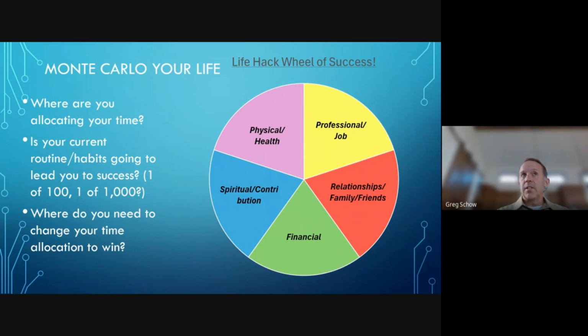Maybe 1 out of 100 times, 1 in 1,000 times, or is it going to lead to success 950 out of 1,000 times, right? Are we increasing the probability and decreasing that risk by our actions and by our habits? And if there's a change you could make to increase your probability of success in the future, what would that look like? And the great thing about this is success is self-defined, right?